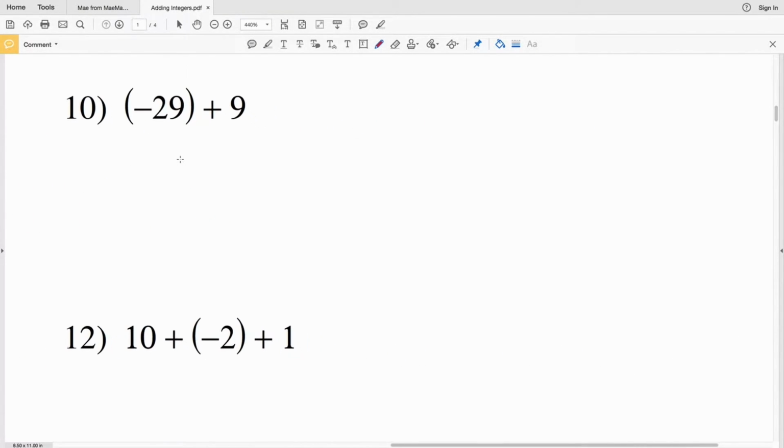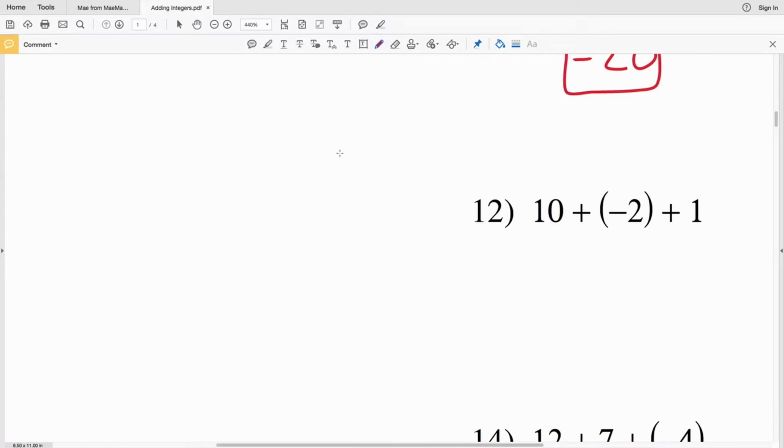Here we have negative 29 plus 9. So we have a negative number, but we're moving to the right on the number line. So that's going to end us at a negative 20. So we're 29 units to the left of 0. We're moving 9 units closer to 0, so 9 units to the right, but we're still at a negative, and that's going to be negative 20.